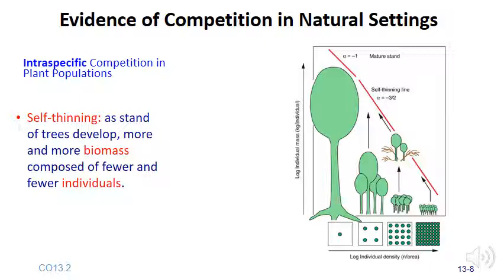So this graph on the right shows that relationship between number of individual plants on the x-axis and the log of individual mass on the y-axis. As that stand of trees develops, you can see that naturally a higher and higher proportion of the biomass is taken up by fewer individuals. And this is something that's driven by competition. So essentially, as the trees grow, they take up more and more nutrients, they absorb more and more light, and some of those individuals compete more successfully than others. And as they do, they get bigger and bigger, and some of those other individuals can't keep up, and many of them die.